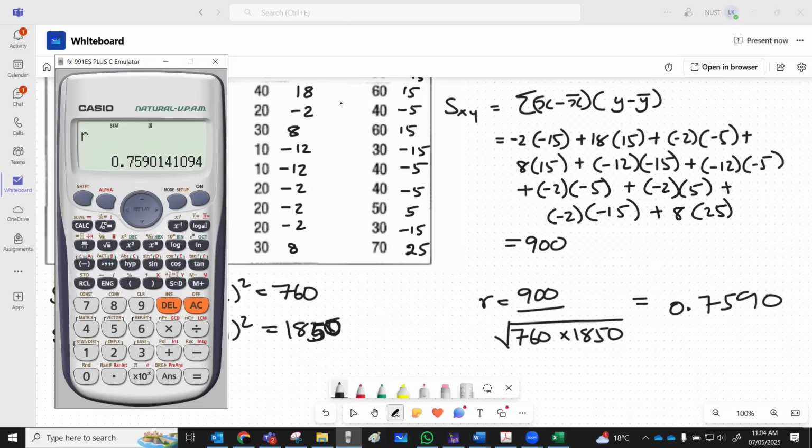So if you know how to enter this onto the calculator, and the question is just like 2 marks, why go through all this long process? You can just do it on your calculator and get your correlation coefficient instead of creating this long table. And you can see, even for me, it's very easy to make a mistake. Okay, so that is how we work out the correlation coefficient.